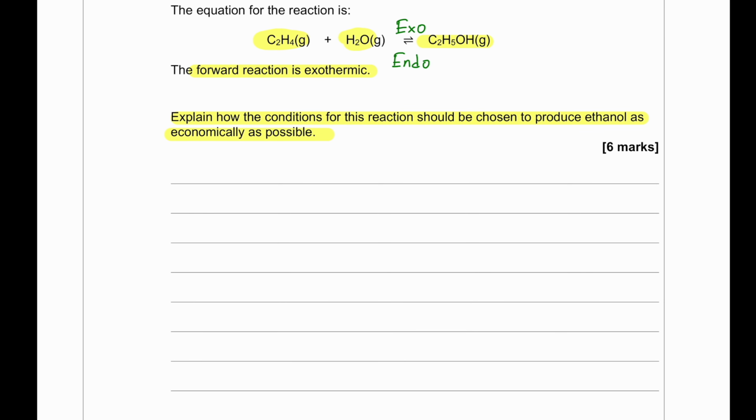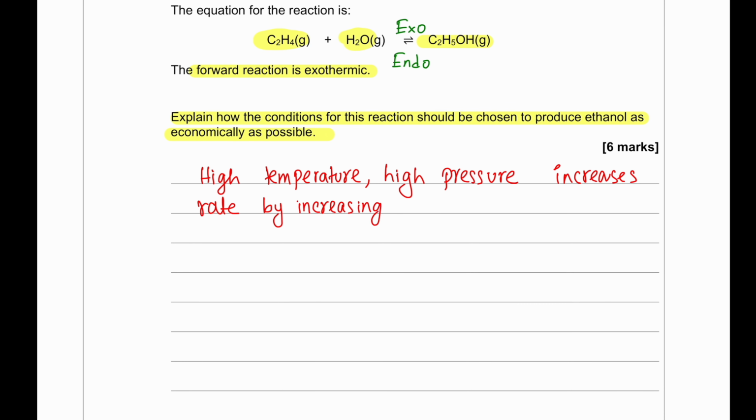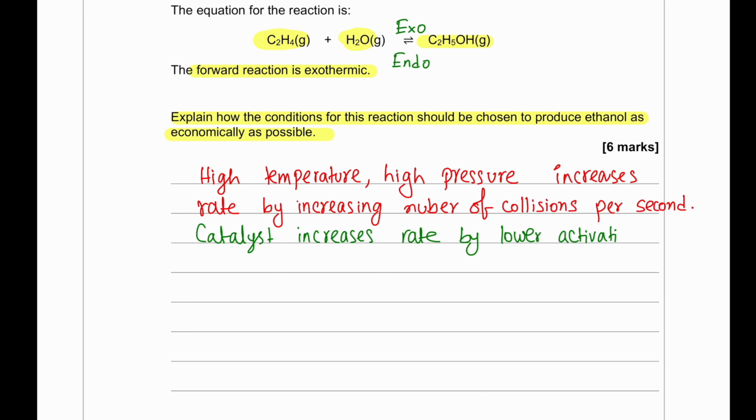To produce ethanol as economically as possible, we must use a higher temperature so that it can give a higher rate. Because at higher temperature, the collisions are more frequent, and we can use high pressure because at high pressure there are more frequent collisions, and we can use a catalyst because a catalyst gives a higher rate by reducing activation energy.